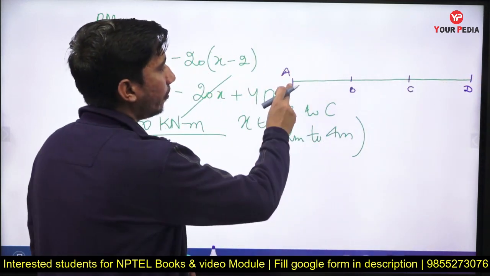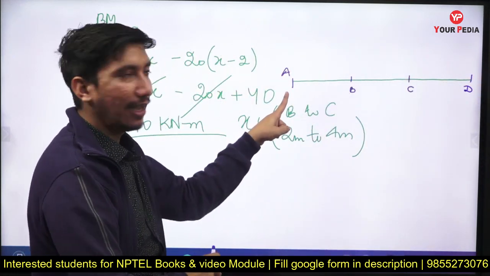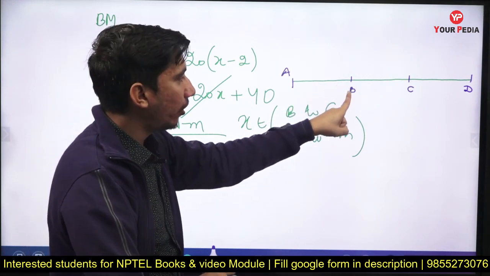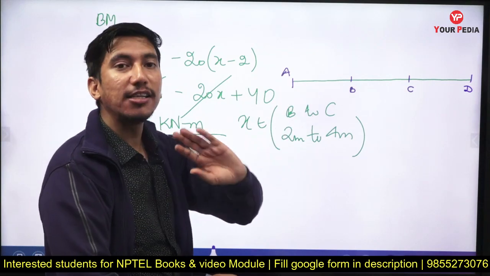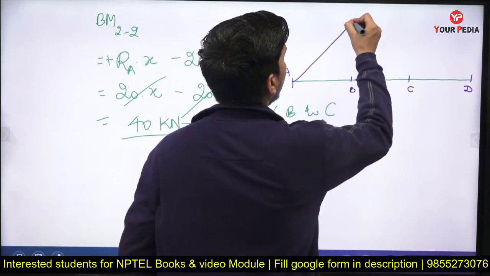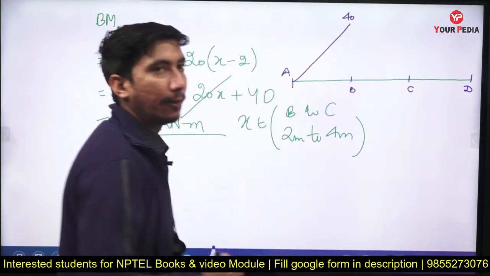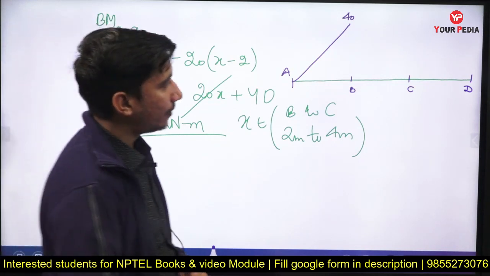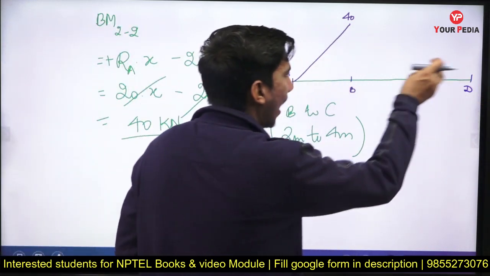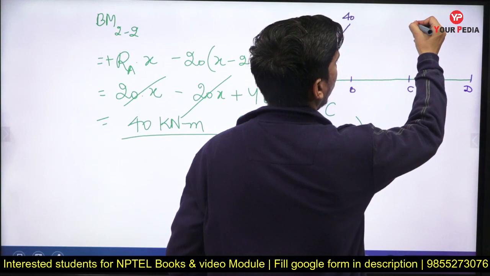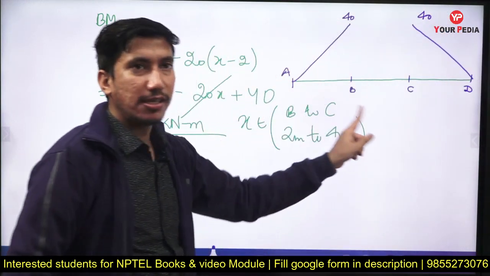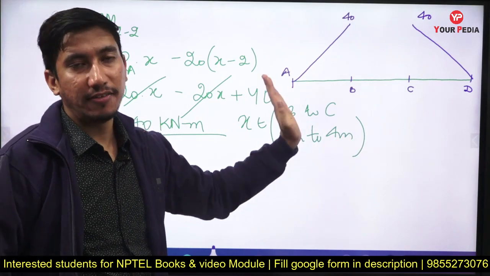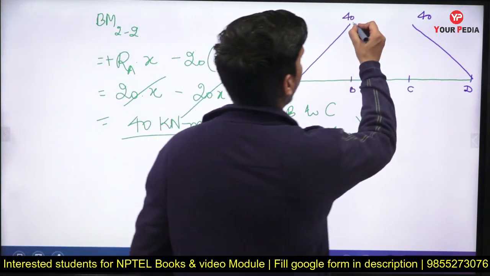For up to point B, at point A bending moment was 0, at point B bending moment was 40 kilonewton meter, and there is a linear variation and it is positive, so it will reach like this. This value is 40. At point D bending moment was 0, at point C again the bending moment value was 40, and there is a linear variation here also. In BC span bending moment was constant at 40, so it will be like this.